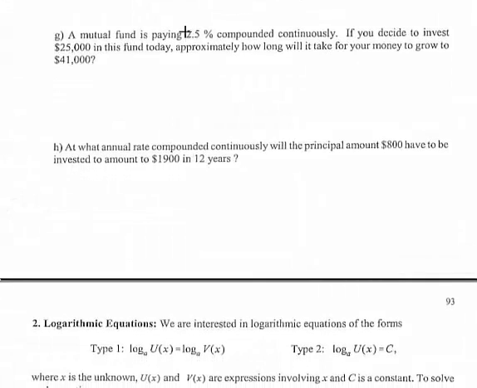A mutual fund is paying 2.5% compounded continuously. If you decide to invest $25,000 in this fund today, approximately how long will it take for your money to grow to $41,000?